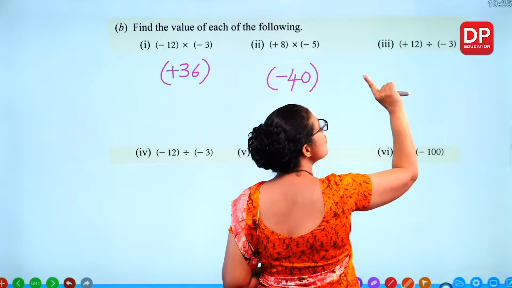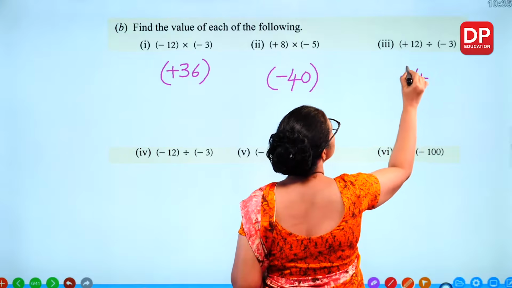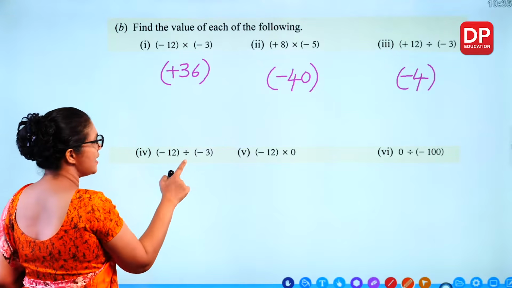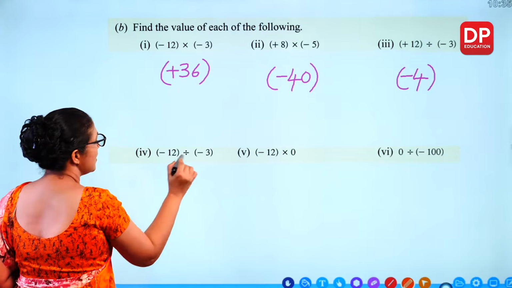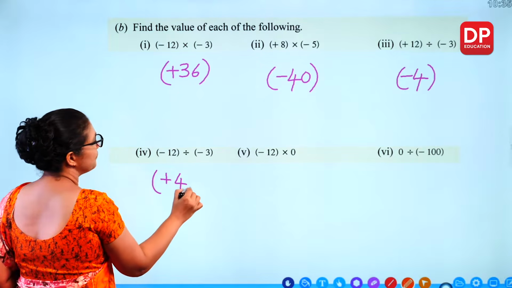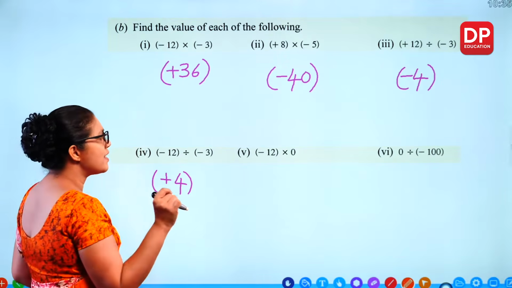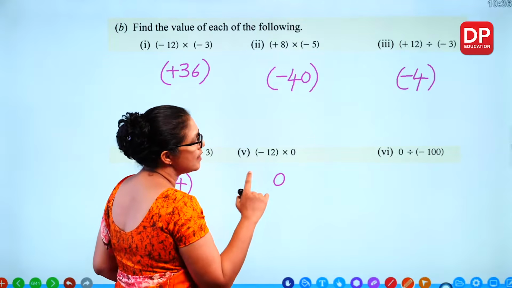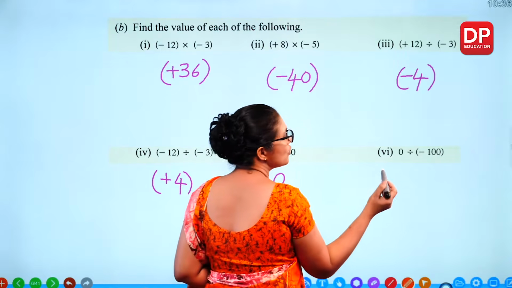Now division is also the same thing. 12 divided by 3, 4. Different signs, you get negative. Same sign, you get positive. 12 divided by 3 plus 4. When you multiply any number by 0, you always get 0. Here, 0 divided by any number is also 0.